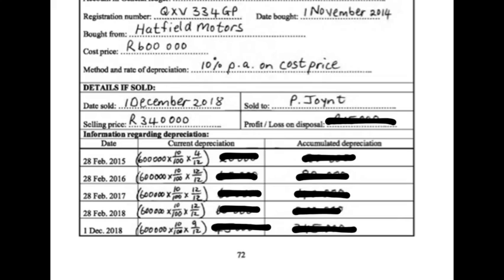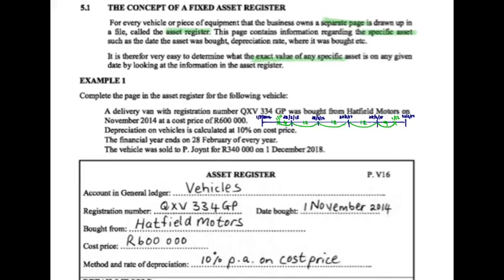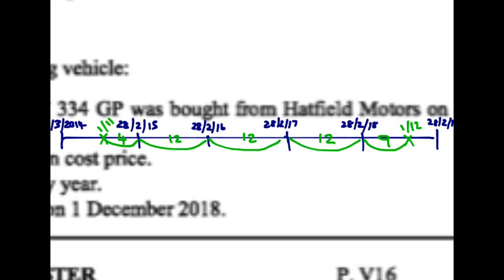So what needs to happen every end of the year is we need to depreciate this vehicle at 10% per annum on cost price. Before we can do that, we need to first work out when we bought it and how long we had it for each year. If we bought it on the 1st of November, we only had it for November, December, January and February. So for that first year, we only had it for 4 months of that year. In the year ending 2016, we had it for the full year, 12 months.